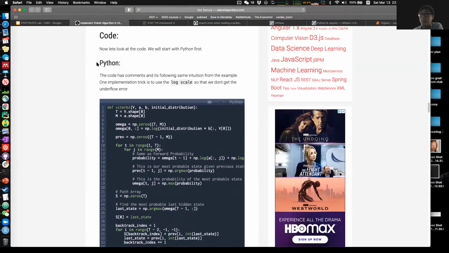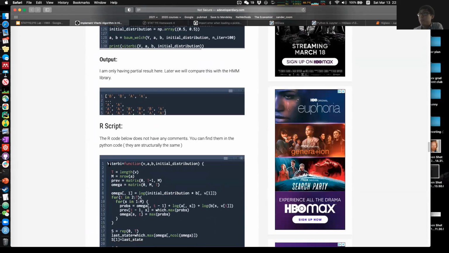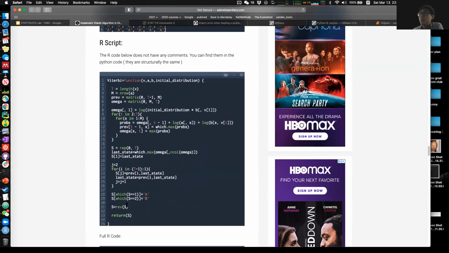They have two versions: a Python version and an R version script. So it's fairly easy. You just adapt this function and put in your different inputs. What is your transition matrix? What is your emission matrix? What is your initial probability distribution?